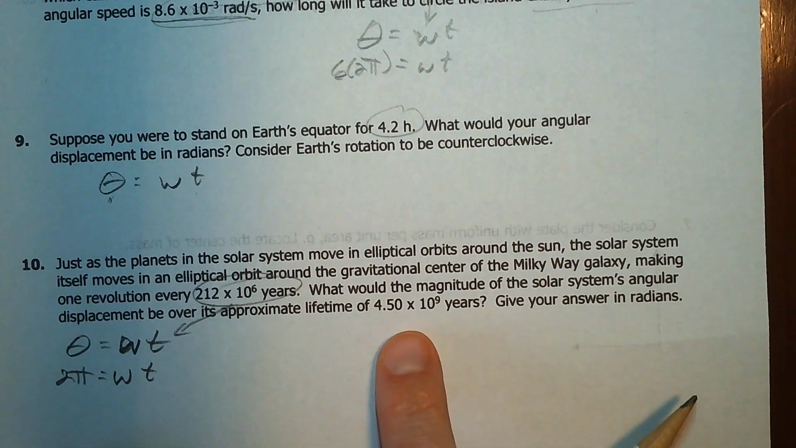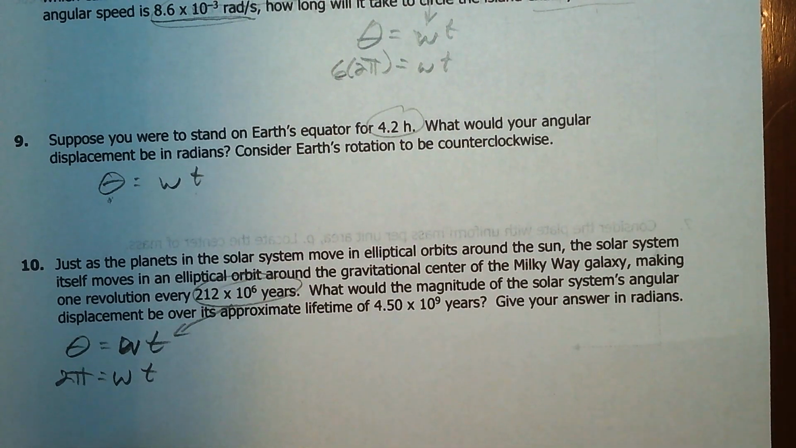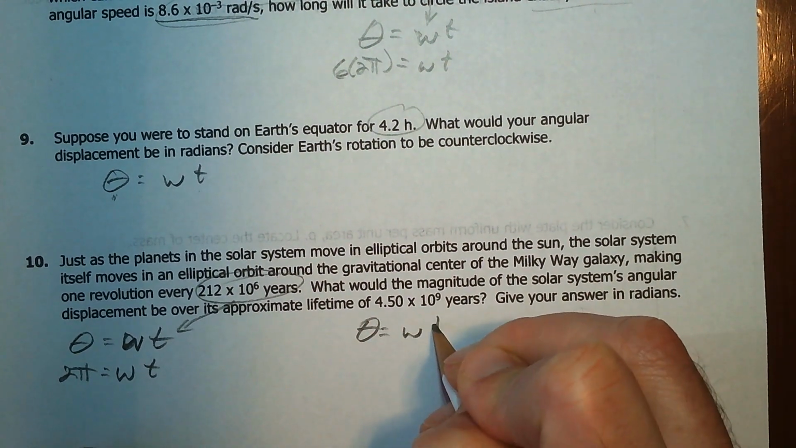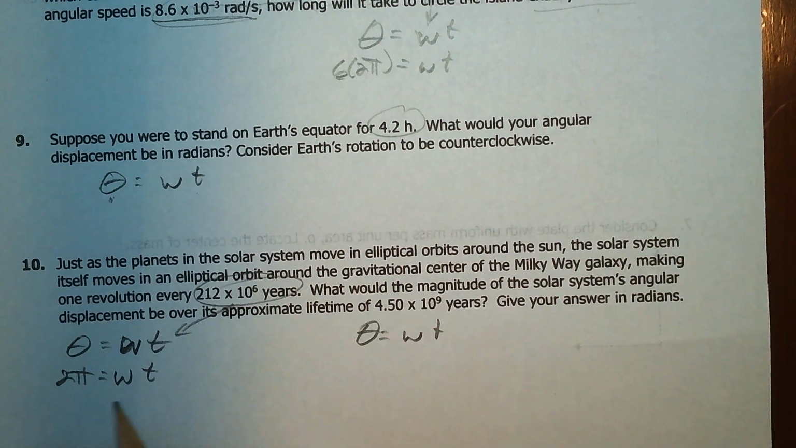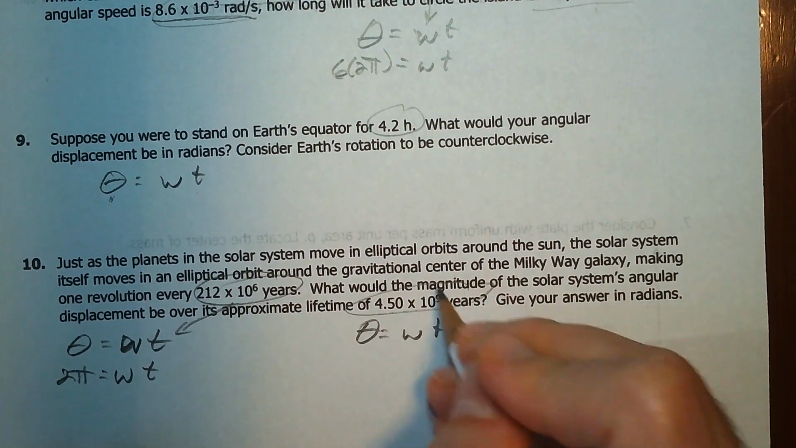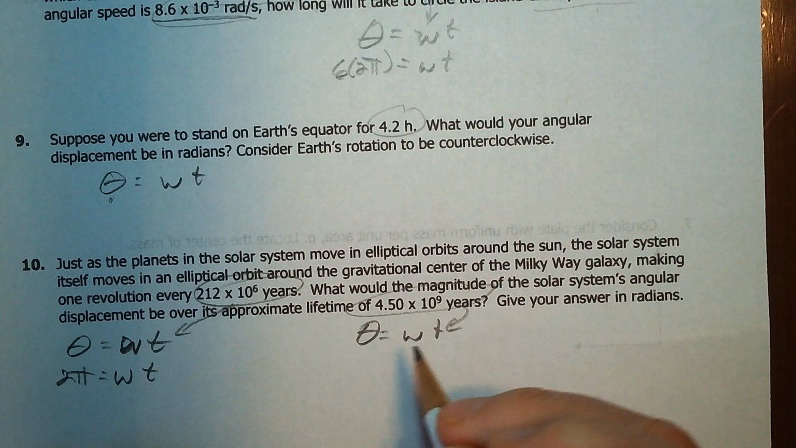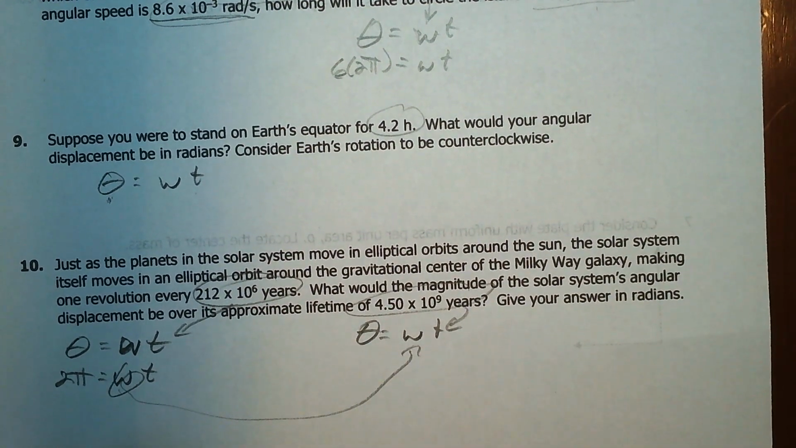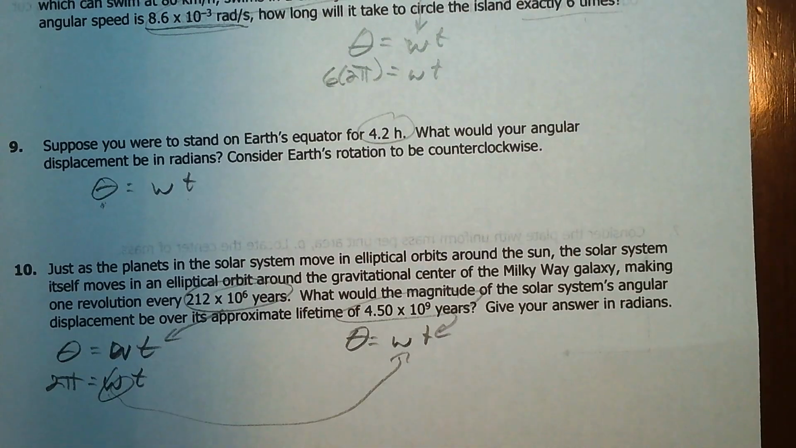It says the solar system has a lifetime of approximately 4.5 billion years. So we want to figure out, okay, let's find the angular displacement in that amount of time. So we use the same equation again. So we now know what the angular speed is. We have to convert this time into seconds. We know that speed, and so we'll plug that in and figure out how many radians it moves through. And that's it.